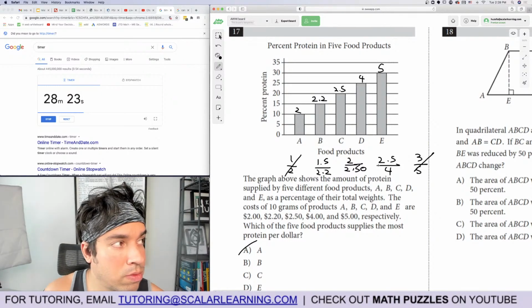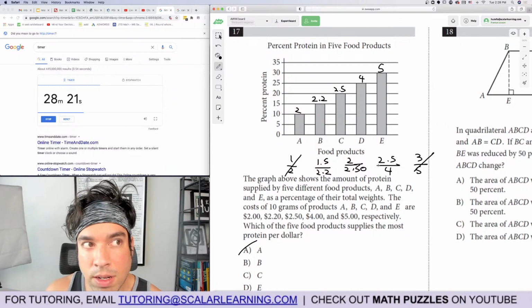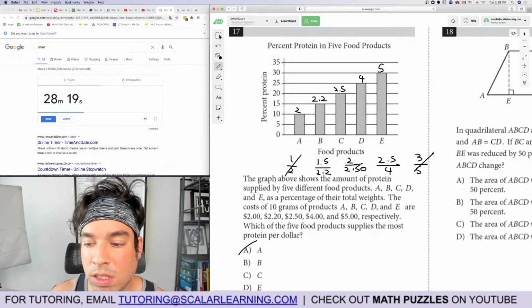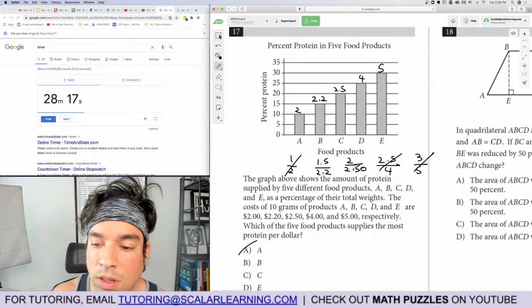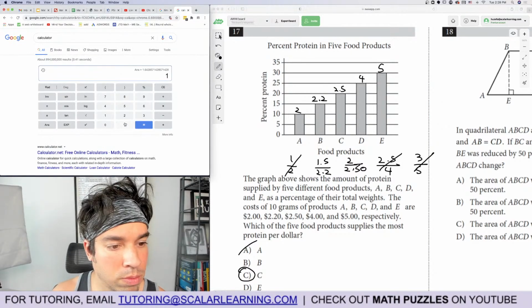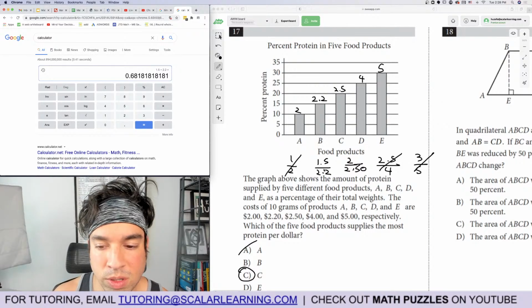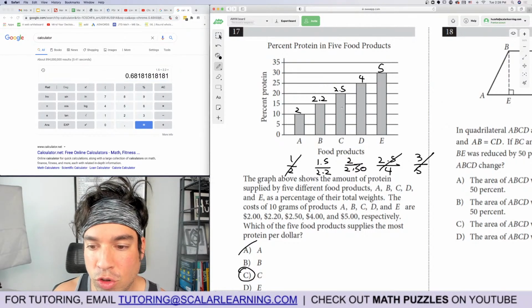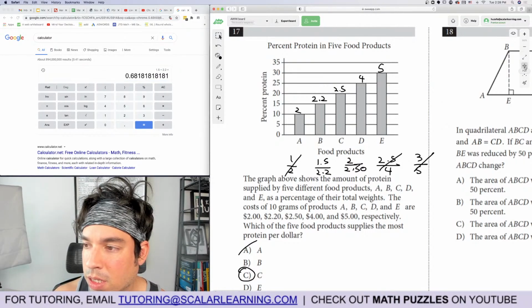What is 2.5 out of 4? Hold on. It's 5 out of 8, which is 0.625. That's out. Oh, shoot. What was 2.5 again? It was C, right? So C is the winner, I'm pretty sure. Let me just quickly see 1.5 divided by 2.2. But I know it's not. But yeah, 0.68. So this is the winner. 2 grams per $2.50. Best deal.